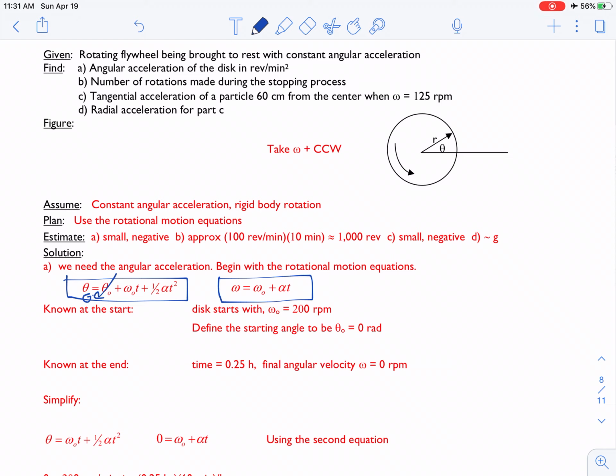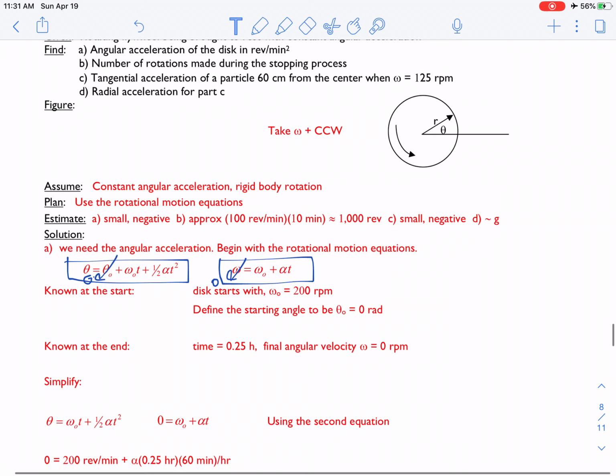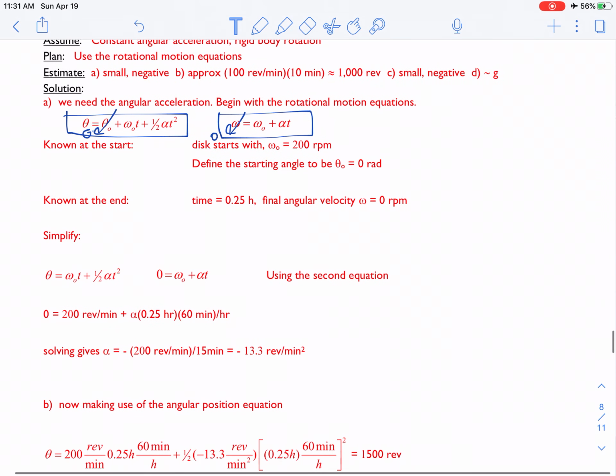We said that initial time is 0, and final angular velocity is 0. So that this is going to go to 0. Okay, so this is our step 2. And now we're going to do step 3, which is put things together, right?